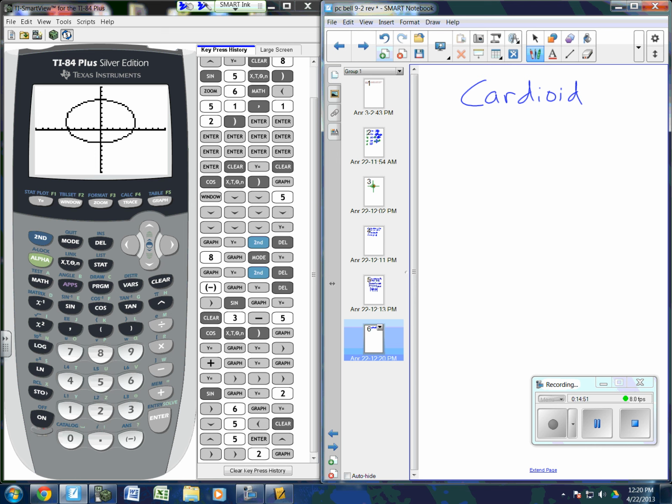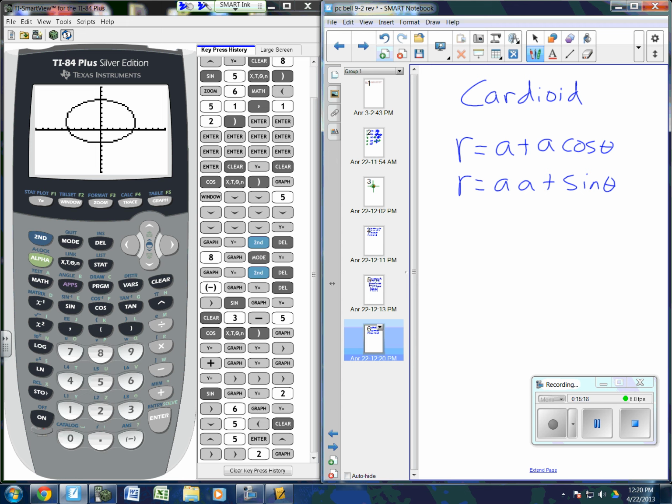Cardioid. What is the cardioid? Yeah, it's a heart, right? This is going to make a heart shape. And this one is when you have r equals a plus a cosine of theta, or a plus a sine of theta.